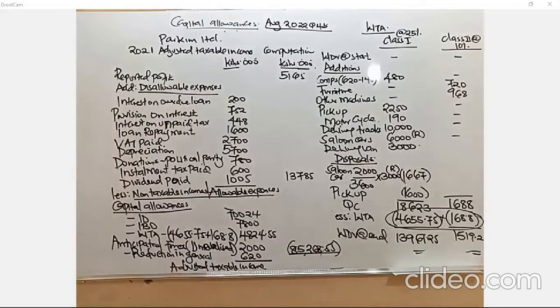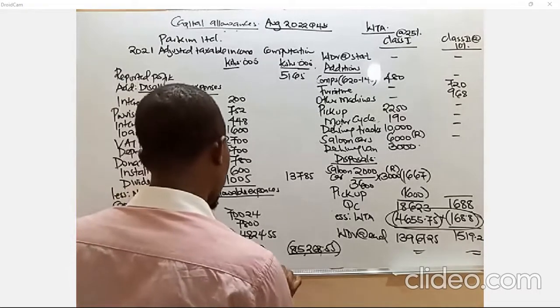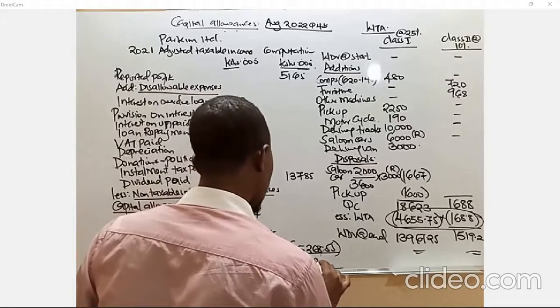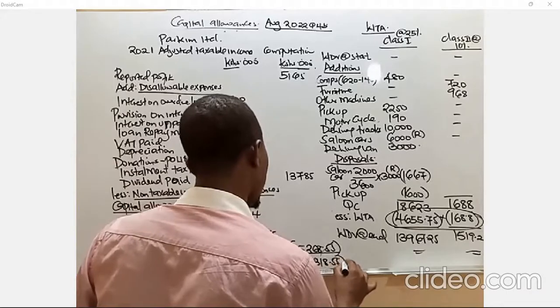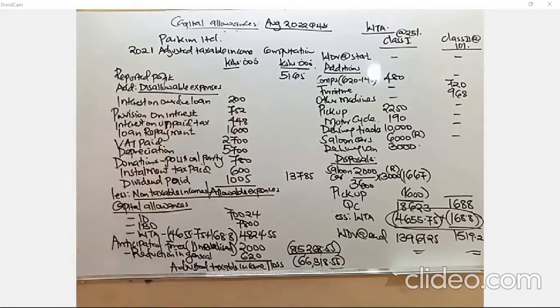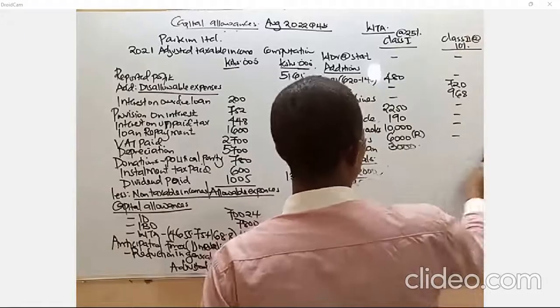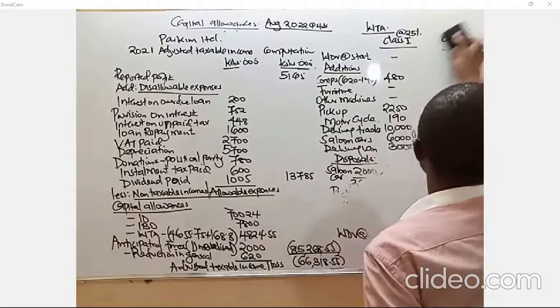85. That one should be, okay. Yes, we are having a loss. This should be a loss here. So it will be 66,318.55. This one is a loss. And that is the reason why the examiner has asked, explain the tax treatments of tax losses. How do you normally treat your tax losses?